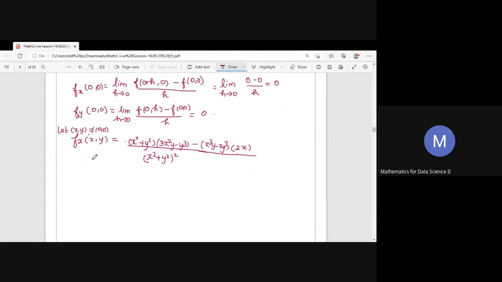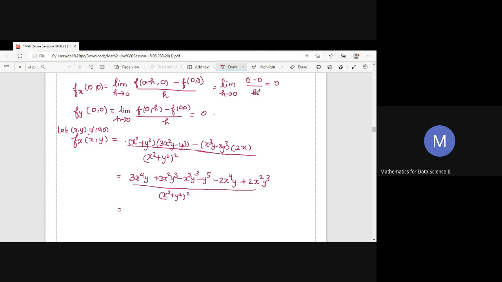So let us simplify this and see what we are getting. You get 3x power 4 y plus 3x squared y cube minus x squared y cube minus y power 5, and here for this minus 2x power 4 y, plus, minus into minus is plus, 2x squared y cube, and the whole divided by x squared plus y squared, the whole squared.